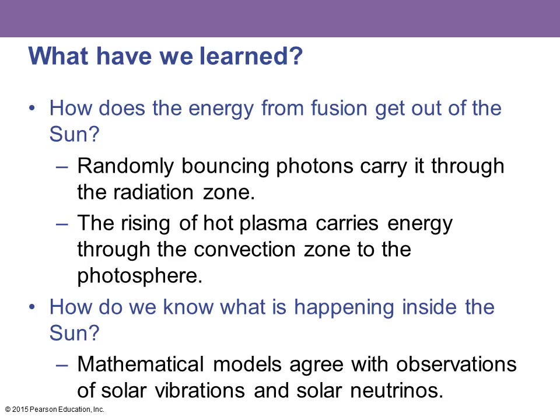How does the energy from fusion get out of the sun? Well, randomly bouncing photons carry it through the radiation zone, and the rising of hot plasma carries energy through the convection zone to the photosphere. So those layers are critical in transporting the energy from the core outward to the photosphere.